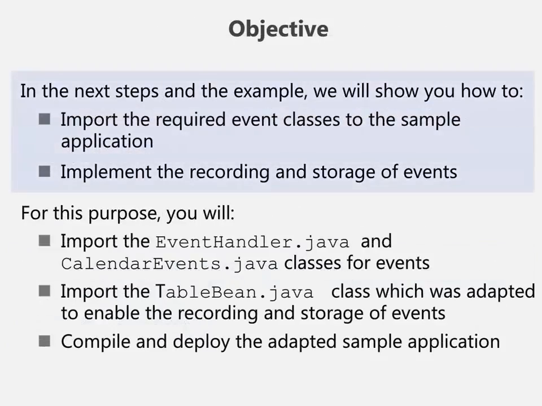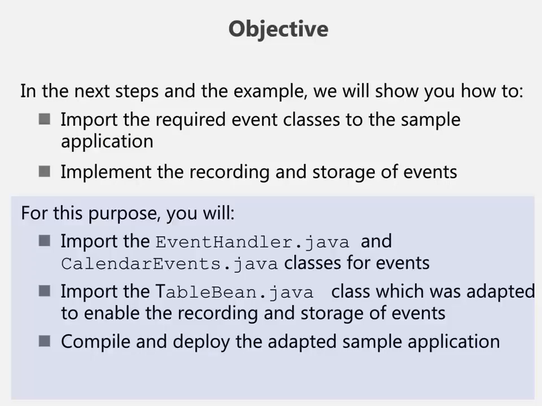We will show you how to import predefined event classes which prepare events and send them to Service Catalog Manager. And we will show you how to implement the recording and storage of events. For this purpose, you will copy some Java classes to your Eclipse workspace. The table bean Java class has been adapted to enable the recording and storage of events. Finally, you will compile and deploy the adapted sample application.